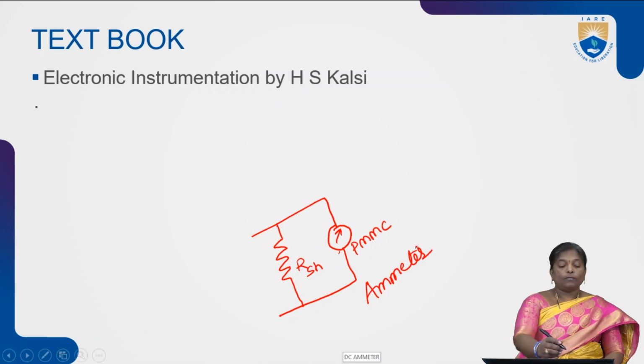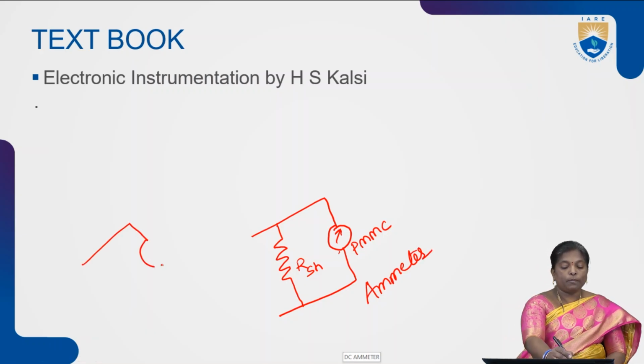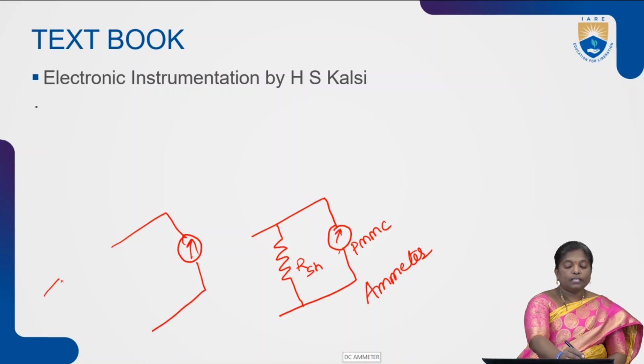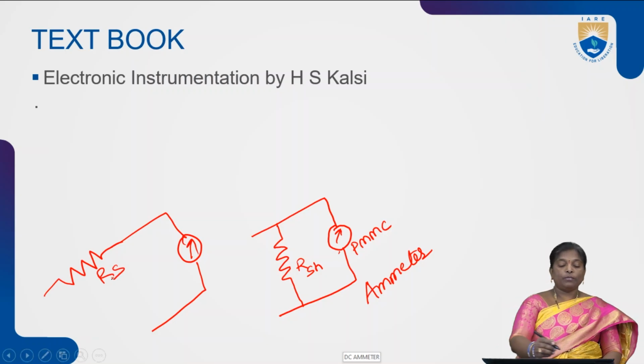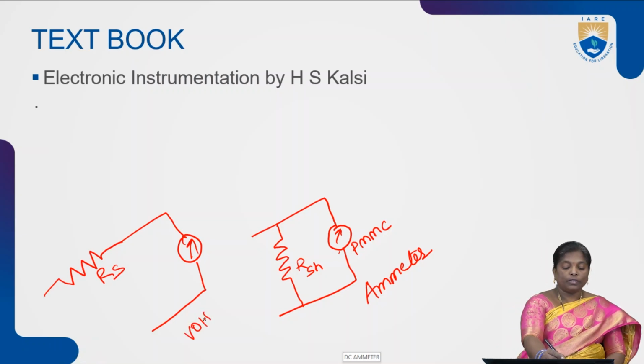Similarly, a PMMC meter is connected at the output section, and a series resistance is connected. Then the circuit will act as a voltmeter.